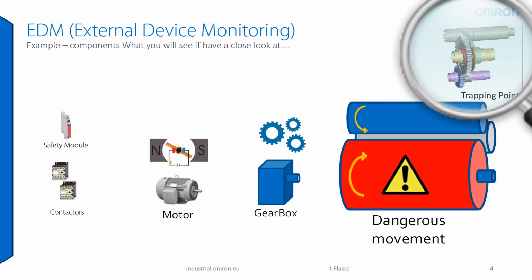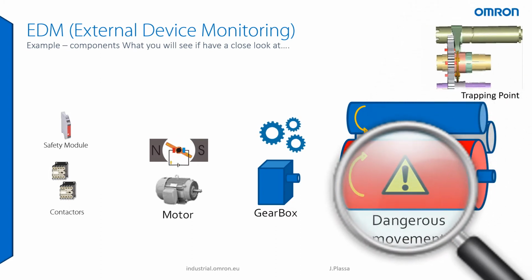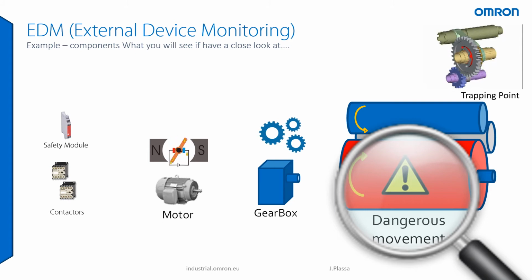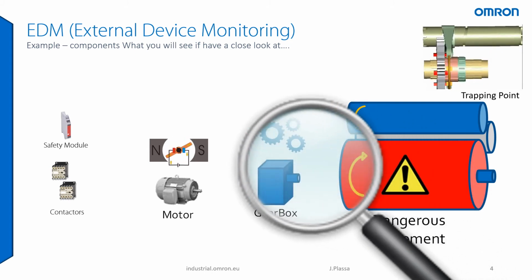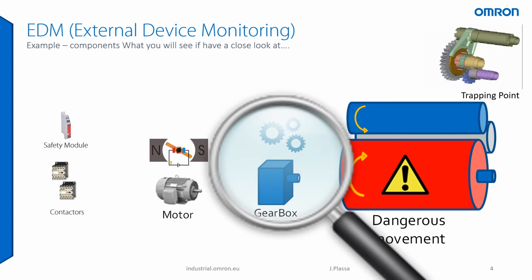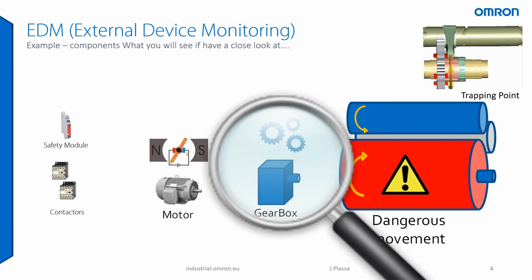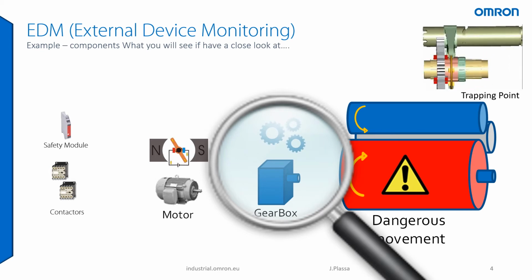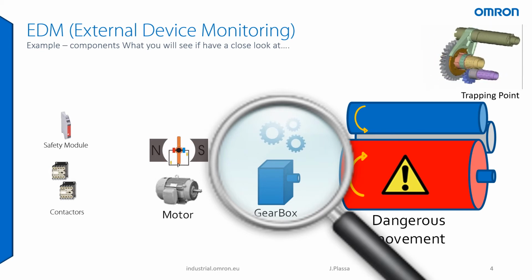Let's have a look at one complete example. Here we have a kinematic chain and also the electrical part. Starting from the dangerous movement where people can be injured, continuing with the gearbox, which is transforming the rotating energy from the motor input to a different ratio. If we are monitoring this part, we can also have different values, because the gearbox can be detached from the dangerous movement.